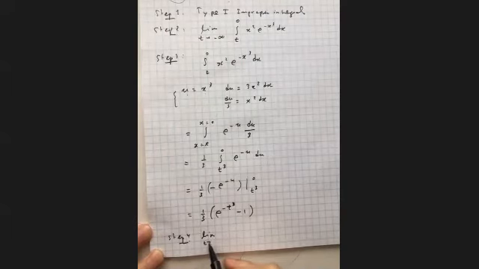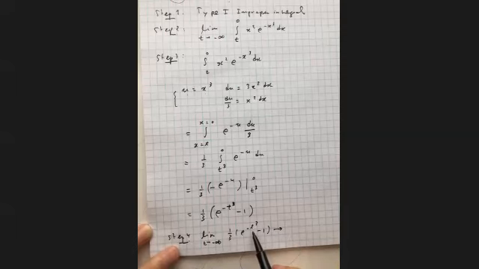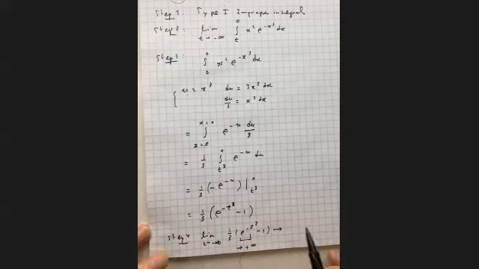limit as t goes to negative infinity of 1 over 3 e to the minus t cubed minus 1. Where does it go? When t goes to negative infinity, t cubed goes to negative infinity, so negative t cubed goes to positive infinity. So this whole thing goes to positive infinity. Positive infinity minus 1 is still positive infinity, divided by 3 is still positive infinity.